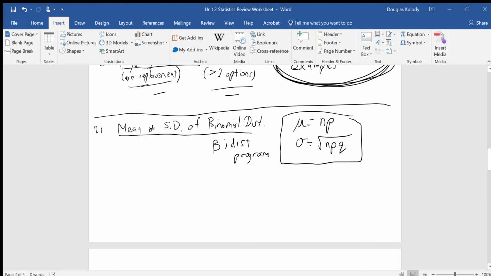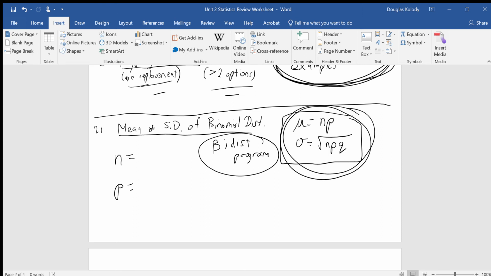Mean and standard deviation, the BIDIS program. So if I give you a binomial situation where n equals something and p equals something, and I want the mean and standard deviation, you could use these formulas right here, or the BIDIS program.